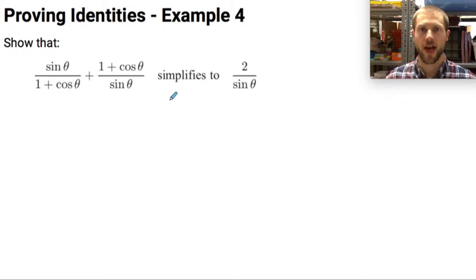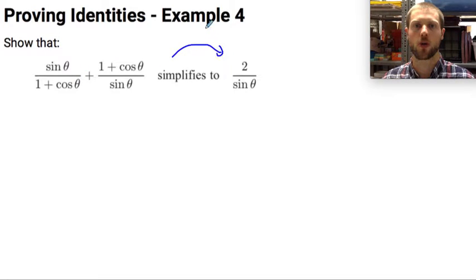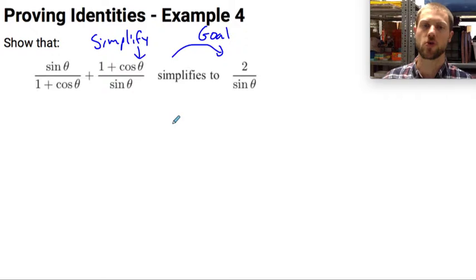Well, we saved the best for last in this series of videos, and in this video we're going to be proving identities. Basically, that means we are given two expressions that should be equal, and we're going to show that they are in fact equal. So we're going to attack this expression, and our goal is to simplify this so that we get 2 over sine of theta.